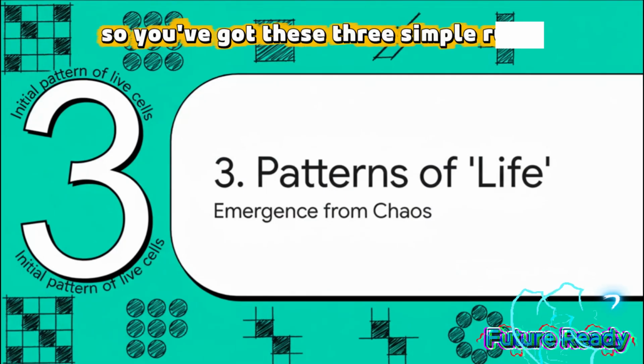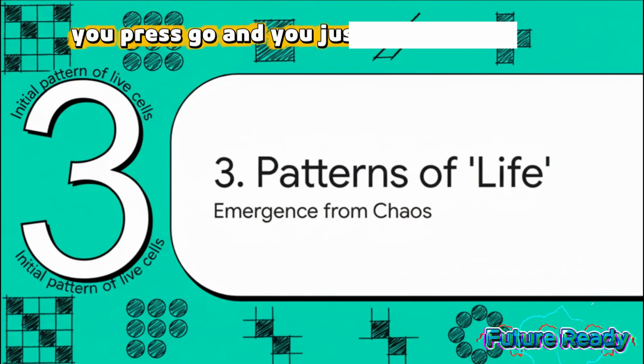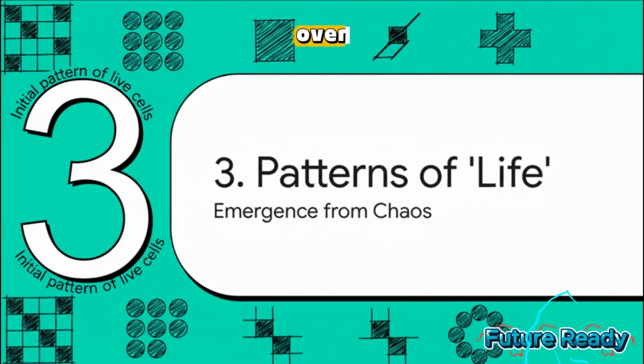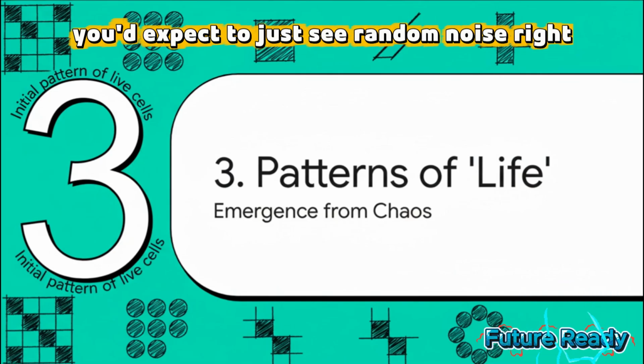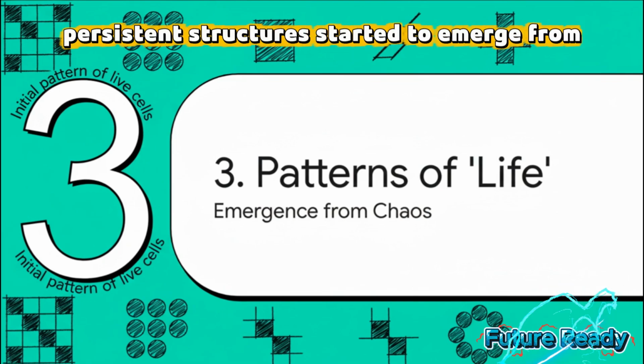So you've got these 3 simple rules. You lay down some initial pattern of live cells, you press go, and you just let the rules take over. You would expect to just see random noise, right? A mess of flickering pixels? But that is not what happened. Instead, these organized, persistent structures started to emerge from the chaos.